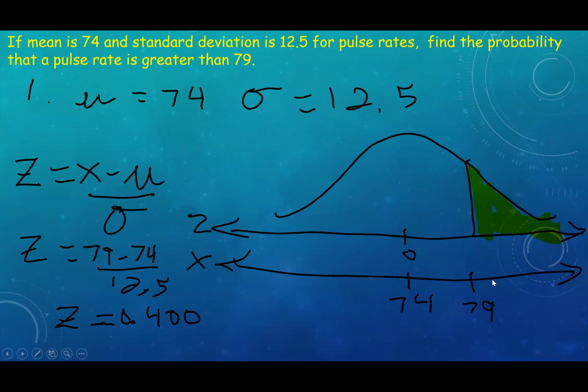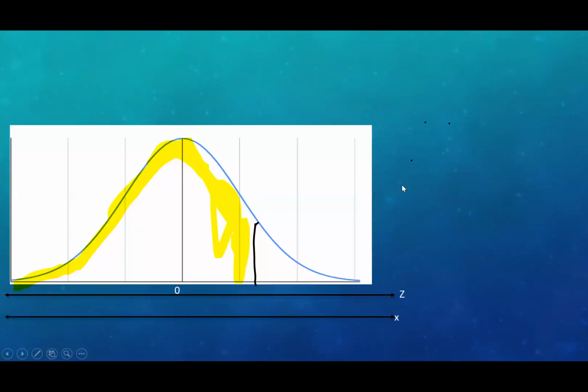Now, if we convert this to a z-score, we get 79 minus 74 divided by 12.5, plug and chug, and we get 0.4. So our z-score right there is 0.400. Now, if we look it up on the table, we're going to get a value bigger than 50% because it's going to tell us shading to the left. That's all of this.